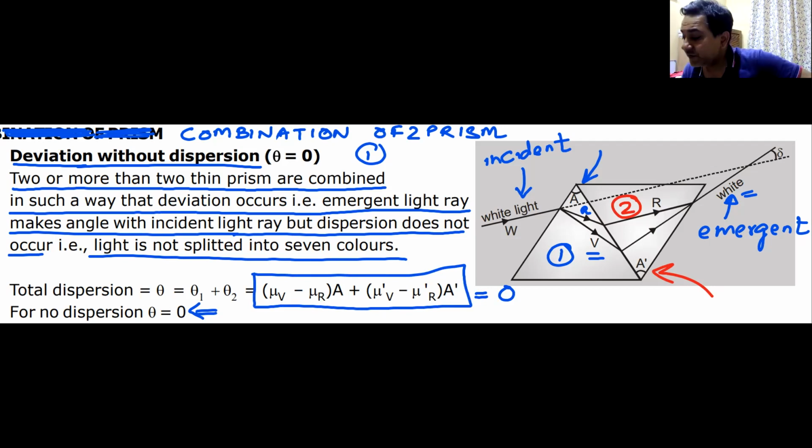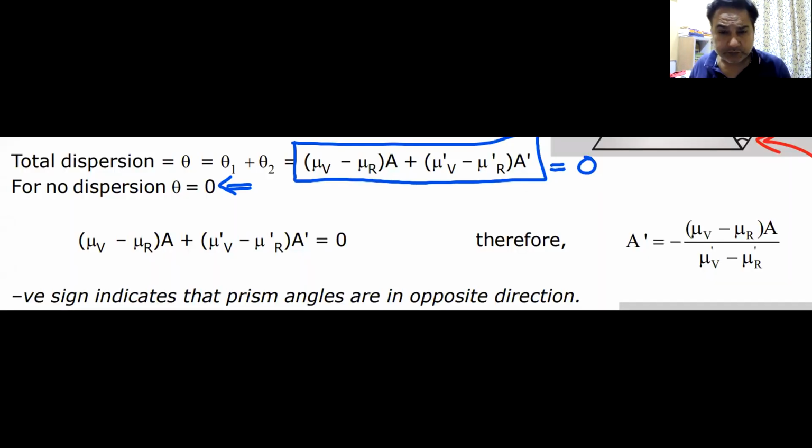For deviation without dispersion, theta should be 0. That means the total dispersion must be 0. I'll give you a minute to note it down. Okay, then let's move ahead.